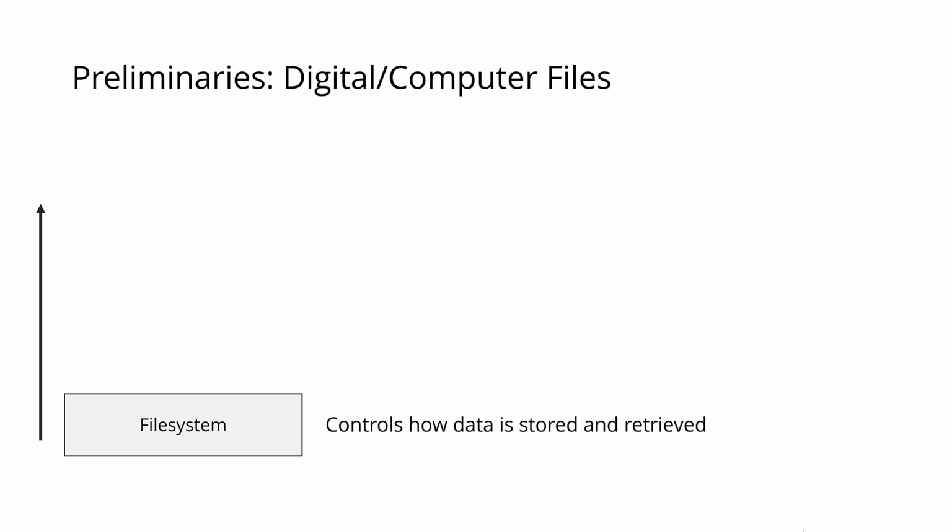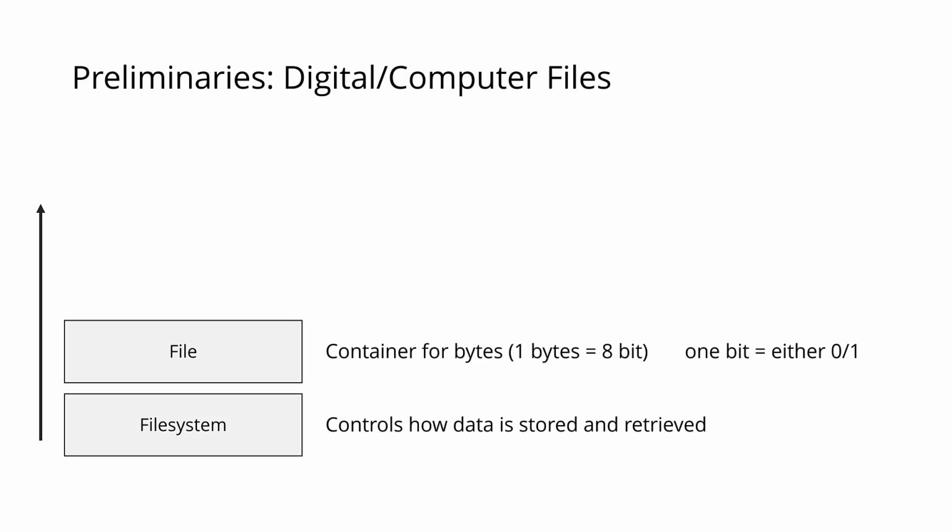So let's have a look at how computers store files. At the very bottom here, we have the file system. The file system controls how data is stored and retrieved on your computer. There are different types of file systems, but we're not going to have a look at that in this video. On top of that, we have files. A file is essentially just a container for numbers, and usually these files contain bytes.